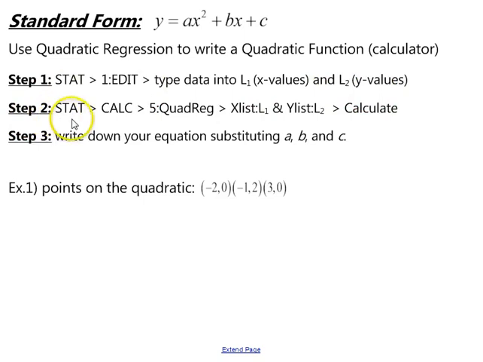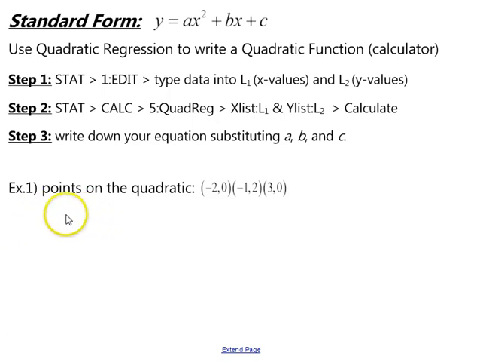Then step 2, we're going to hit Stat, go over to Calc, choose the 5th option, the quadratic regression, make sure that our x list is L1 and our y list is L2, and then hit Calculate. Then we're going to write down our equation substituting the values of a, b, and c into the standard form of the quadratic. So I want you to pause, make sure you write down these steps so that you have them, and then check back with me when you're finished to do the first example.